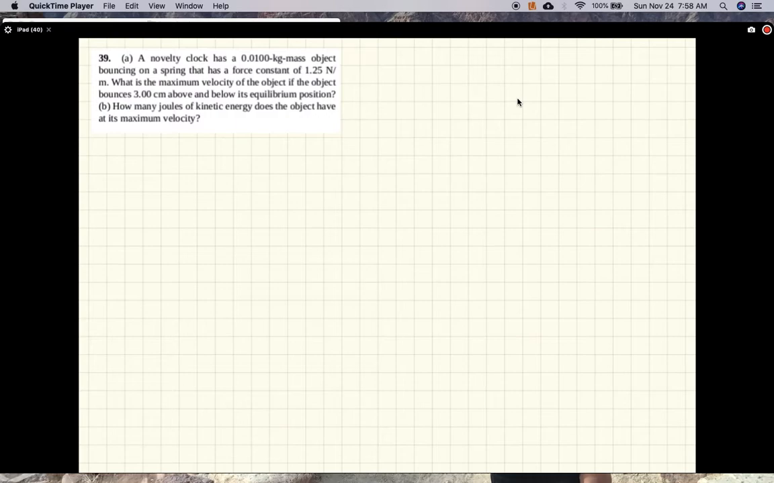Okay, so let's say there's the equilibrium position, and the amplitude of oscillation is, so the maximum, this is 3 centimeters. Now this is also 3 centimeters.